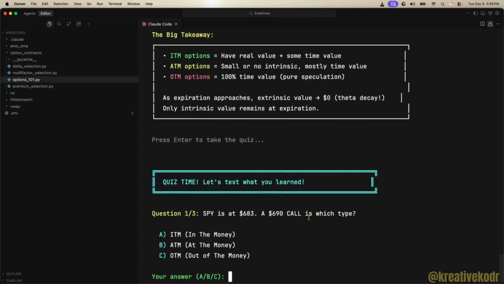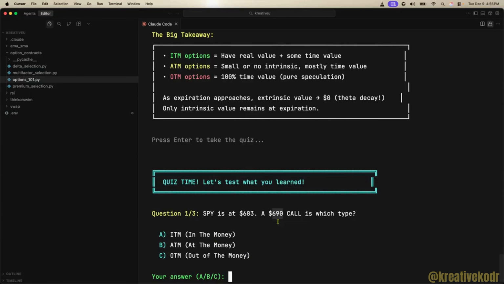All right, so let's go ahead and answer our question. SPY is at 683, and we get a call for 690. Which type of call is it? Is it in the money, at the money, or out of the money, right? So SPY is at 683. We're betting that it's going up to 690, right? So it's a bit out of the money.